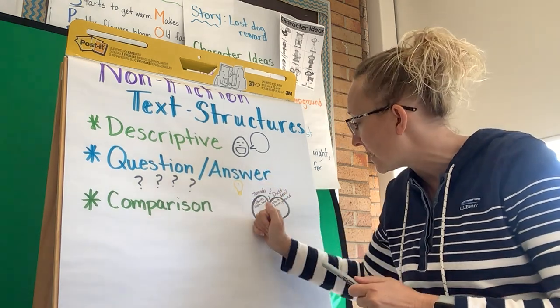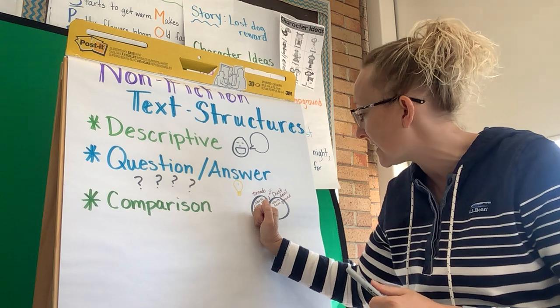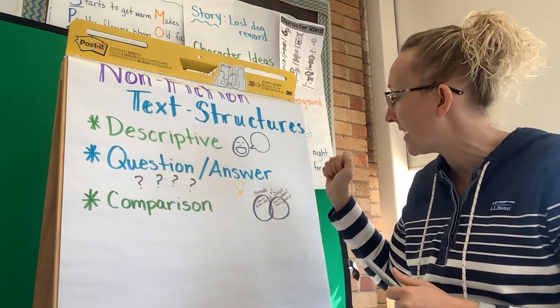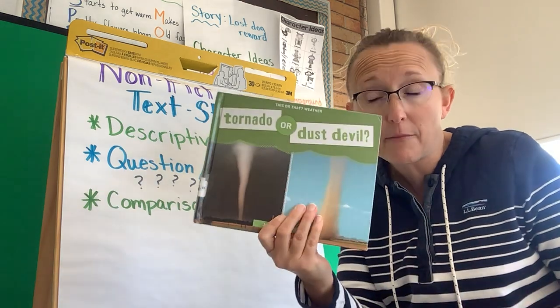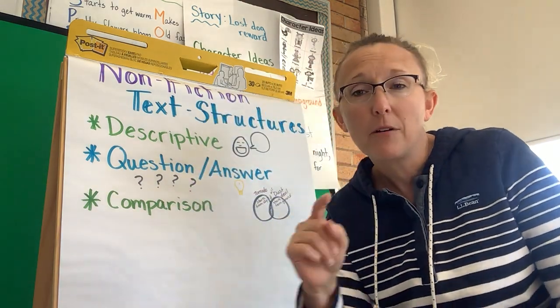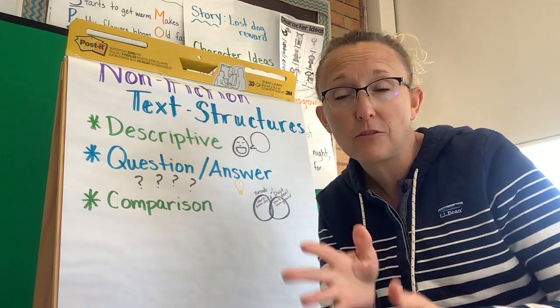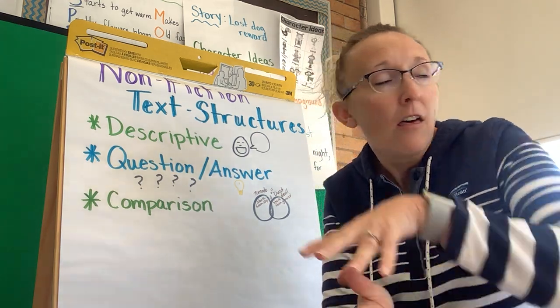I put one way they're different. So one thing the tornado has that the dust devil doesn't, one thing the dust devil has that the tornado doesn't, and one thing that they both have. Now you're not going to be reading about tornadoes and dust devils, but I'll find something for you to read where you compare two animals. All right?